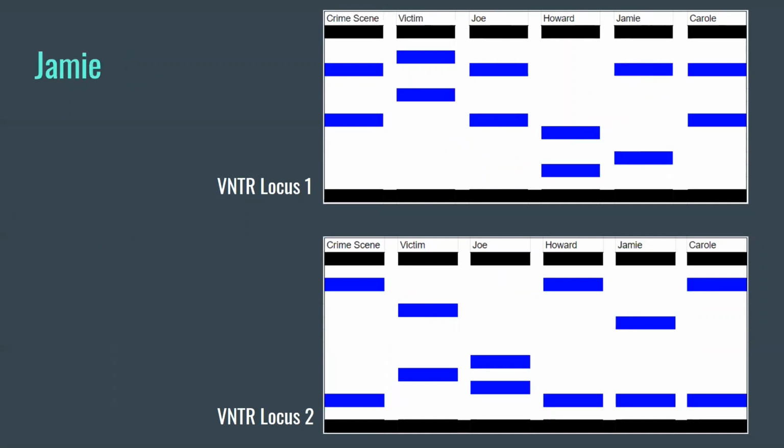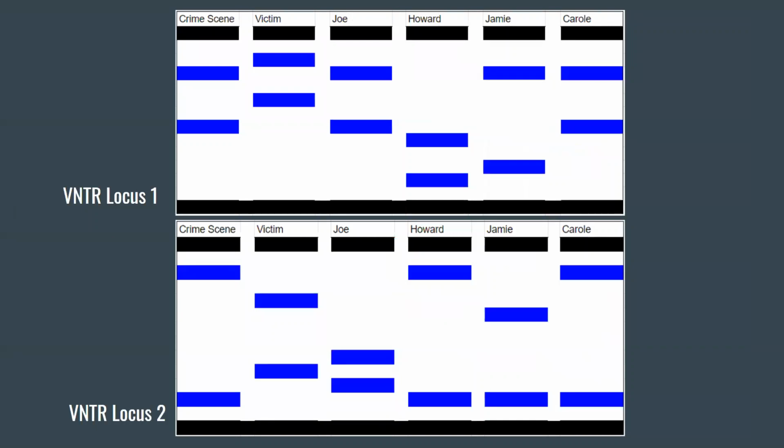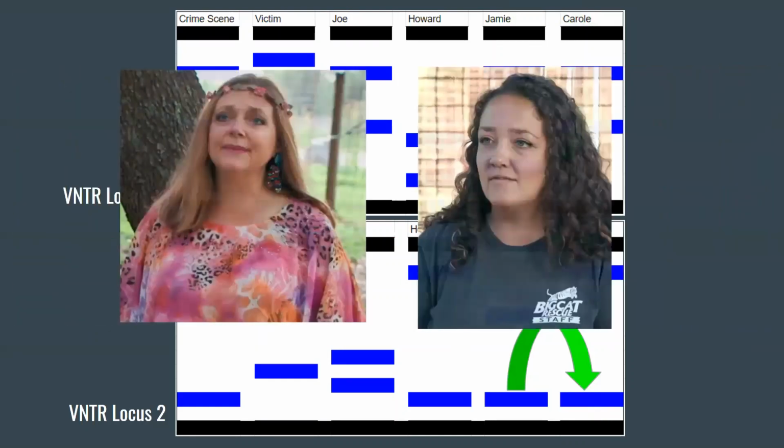Jamie is next. As we can see from both gels, only one of her bands at each locus lines up with the DNA from the crime scene. She is not a match even with the overlapping bands, and therefore we can exclude her. But looking further into Jamie's bands, we can tell that Carol is her mother, as she has one allele in relation to Carol at both loci.